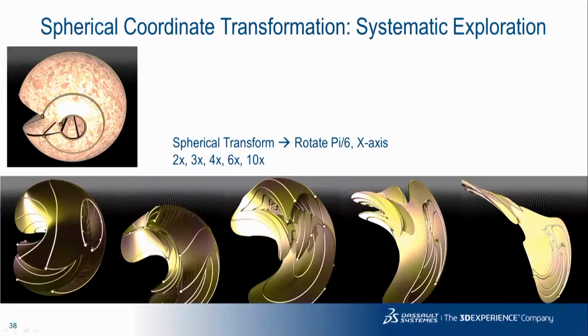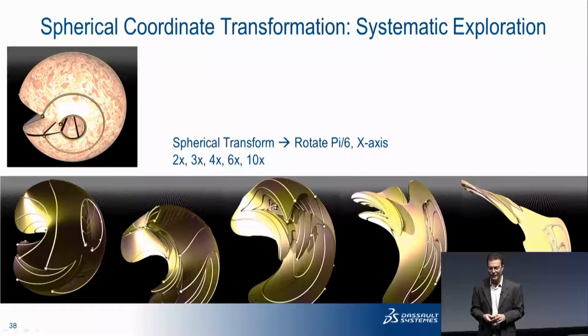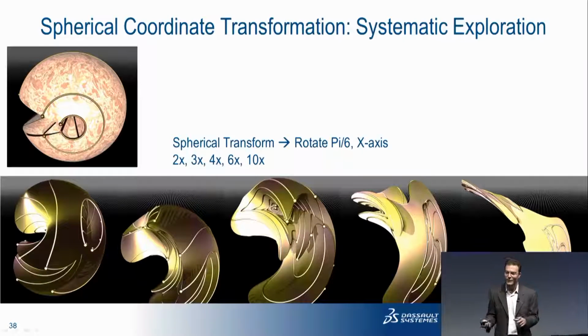And of course, you can do this same sort of systematic exploration of the space. If you take the spherical transform and follow it by a rotation by pi/6 along the x-axis, if you apply that 2 times, you come to the lower left image. 3 times, 4 times, 6 times, and 10 times, you get to some fairly distorted and kind of difficult to visualize final geometries here, but kind of interesting and at least to my mind, very sort of organic, right? The way that these shapes become distorted and pushed and pulled, kind of like taffy or something like that.